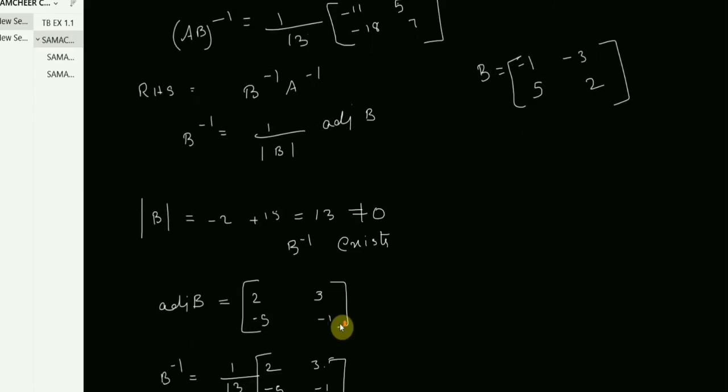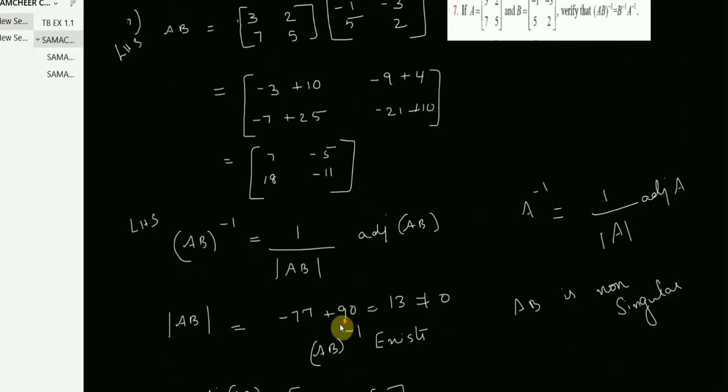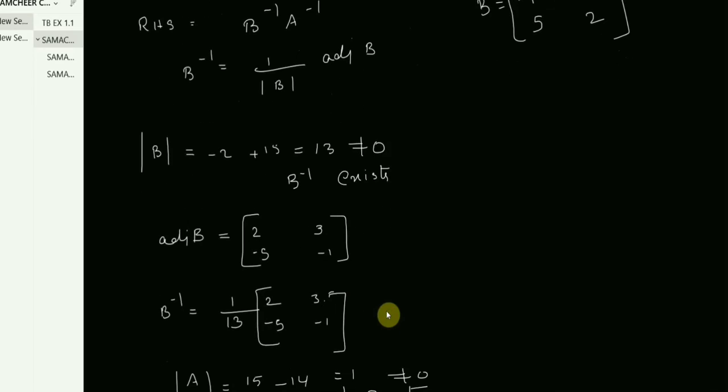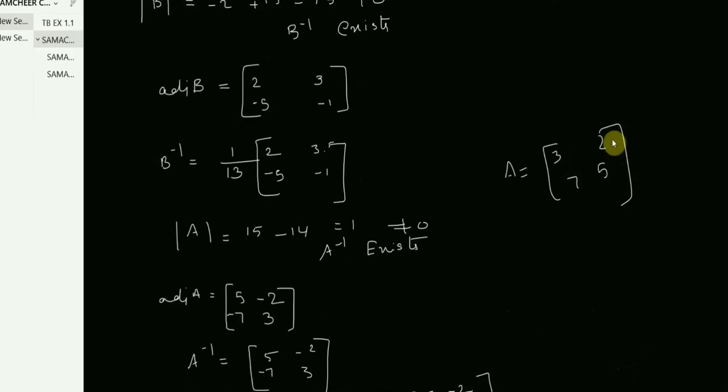Okay. So now we have to find that A inverse. So matrix A inverse you have to find. So determinant of A is nothing but, just multiply the diagonals, that is 15 minus 14, that is equal to 1, not equal to 0. So A inverse exists. Now we have to find adjoint of A. So interchange the diagonal elements, change the sign of the other diagonal elements. So we get 5, minus 2, minus 7, 3.